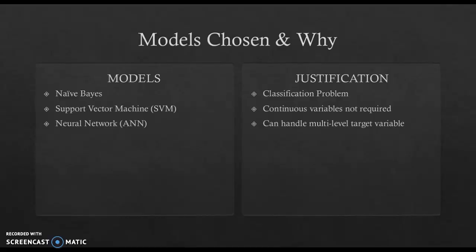The models that I chose are naive Bayes, support vector machine, and the neural network ANN models. The reason I chose these models was because this is a classification problem which those algorithms can handle, and they don't require continuous variables the way that regression needs them in the mix, and they can also handle multi-level target variables.